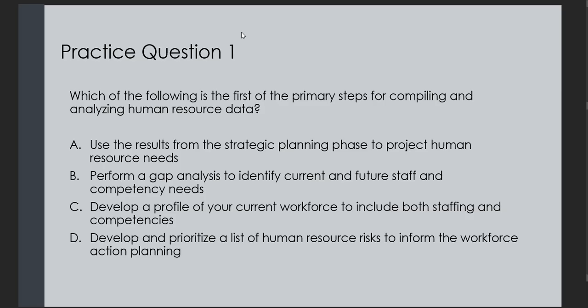The correct answer is C. Develop a profile of your current workforce to include both staffing and competencies. You need to understand where you are before you can plan where you are going. The profile comes first, then you project future needs, then you perform gap analysis, and finally, you develop and prioritize risks. A, B, and D all come after the initial profile, which is answer C.